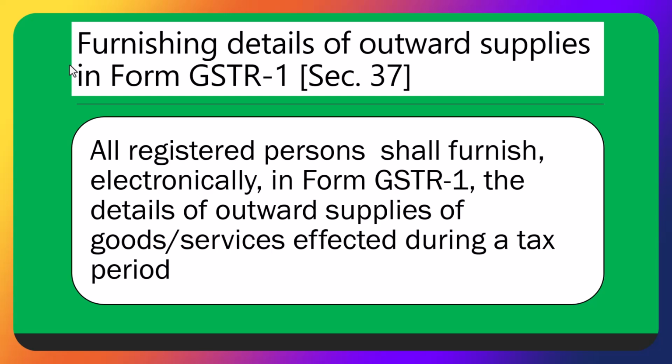Furnishing details of output supply in Form GSTR1, Section 37: all registered persons shall furnish electronically in Form GSTR1 the details of output supply of goods or services which affected everybody during a tax period. So this first return needs to be filed, and this is the return which actually becomes the one return we will use for everything, for 2 and 3 and other things, finally for input as well as for the final return. So this will become the basis. Okay, read this.